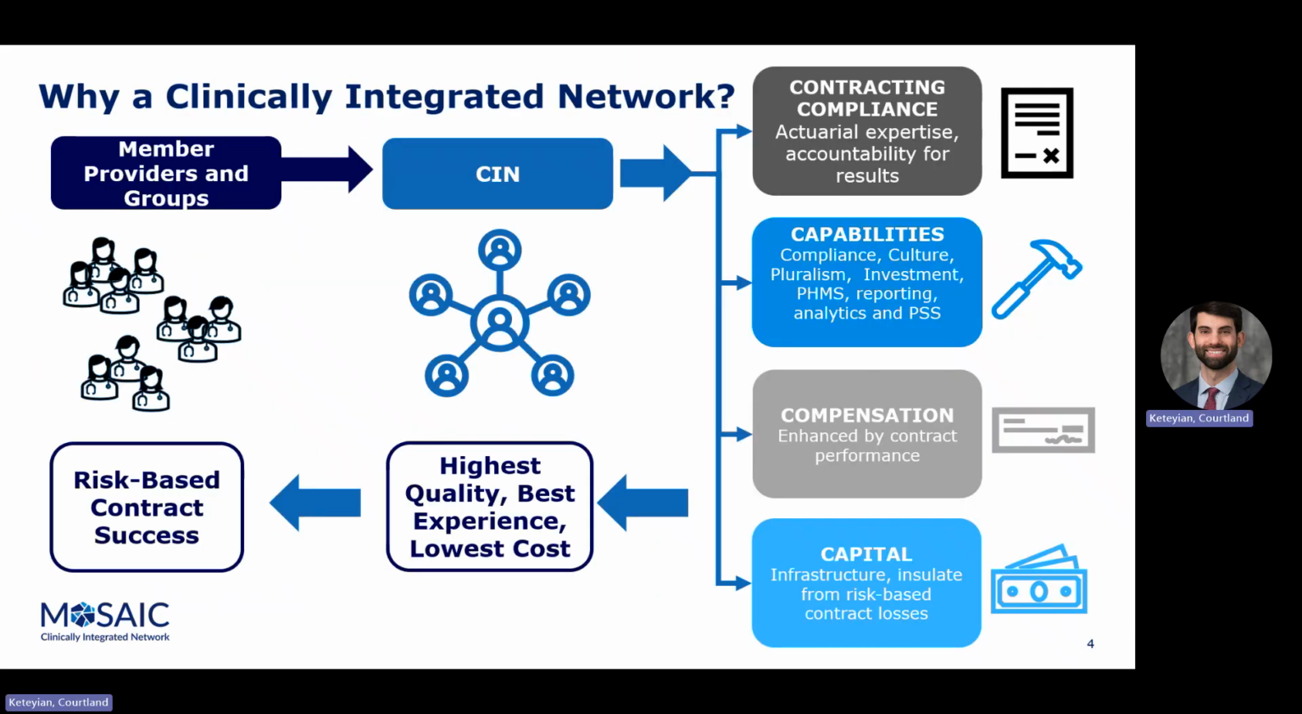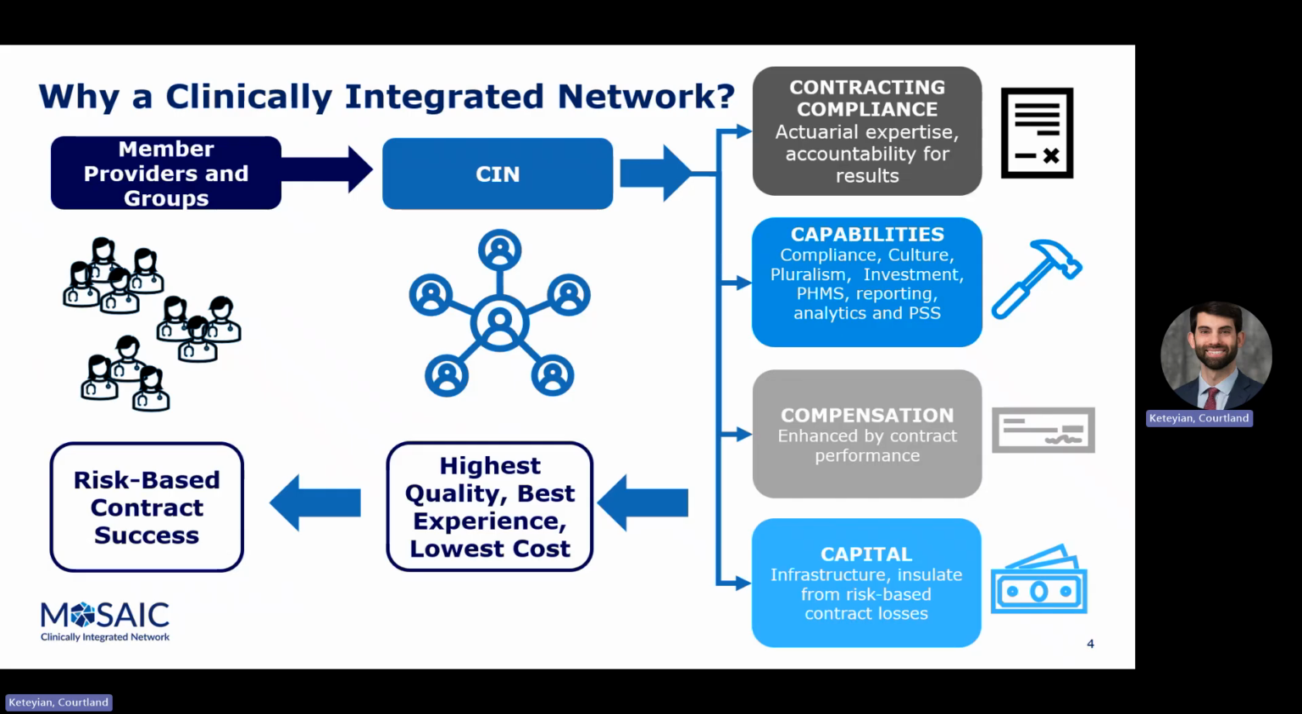If we use that as our context for defining value-based care, then we also need to think about why a clinically integrated network. Value-based care is the environment, and the clinically integrated network is the vehicle. The idea is we take groups of providers who, by the way, don't all have to be employed in the same model. They can be physicians in private practice or employed by a health system, various employment arrangements. We can come together as part of a CIN.